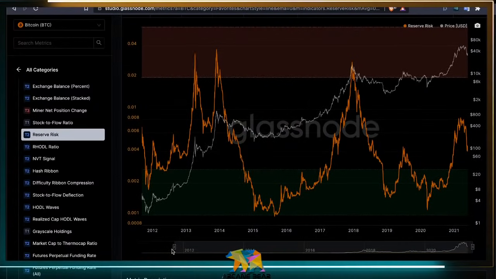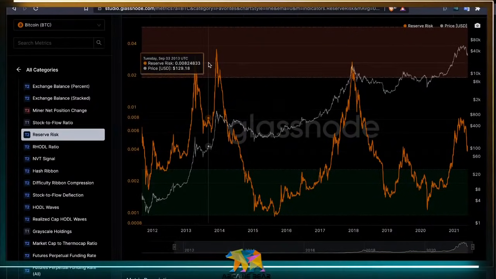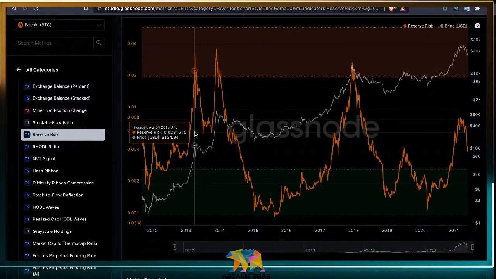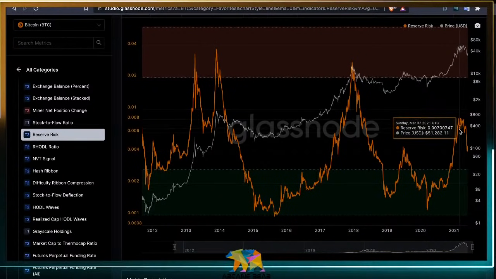And if we scroll back, again, in all bull markets, we've seen the reserve risk ratio jet up into the top before the bull market is considered finished. And that's for a considerable period of time. This would be, again, the first time that that has not happened.